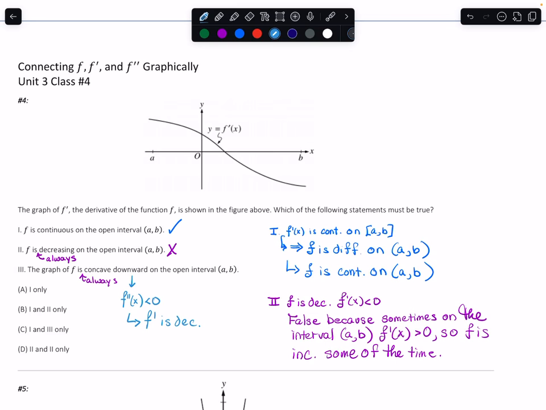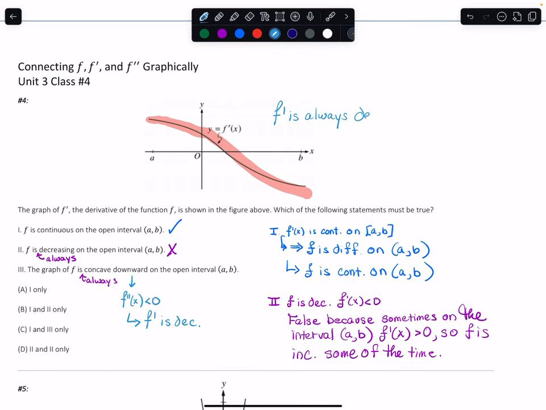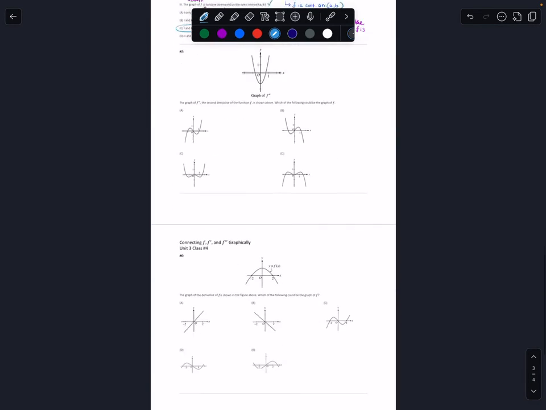And actually, if I look at this graph, it always is moving downward, right? f prime is always decreasing on A to B. That would tell me that f double prime of x is always negative on AB. So actually, statement 3 is true. So only statements 1 and 3 are true. So the answer is choice C. Statement 2 was false.